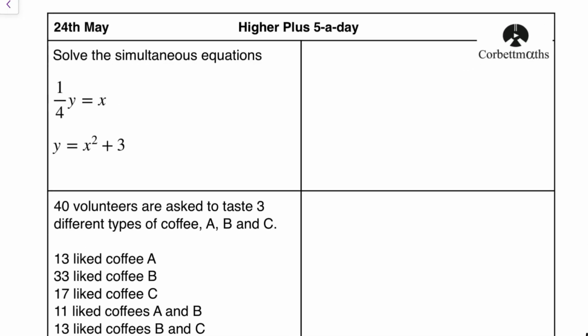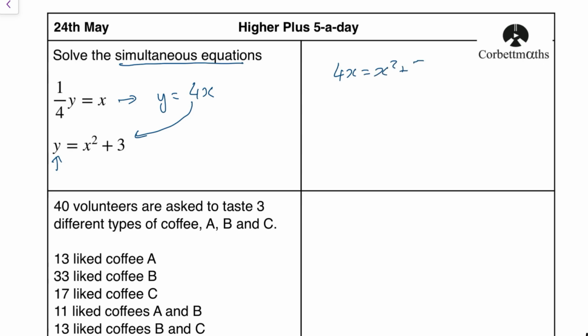Right, the first question is a simultaneous equation question. In other words, the x solves both the equations, as does the y together. Now this is an interesting one, because it starts by saying a quarter y equals x. If I multiply both sides by 4, that tells you that y is equal to 4x. Then I'm going to put this into here.